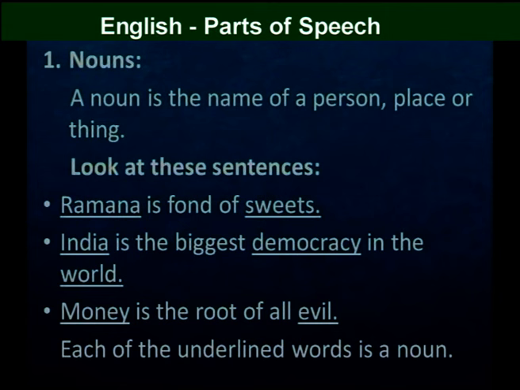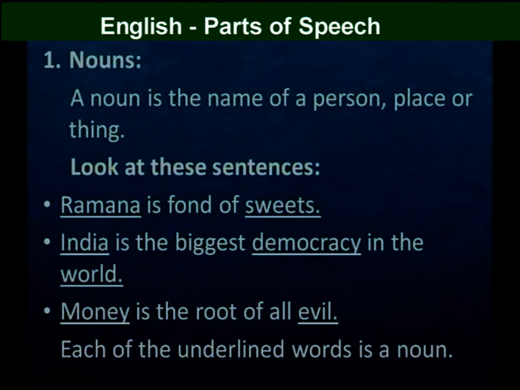So look at these sentences. Ramana is fond of sweets. Who is fond of sweets? Ramana. And he is fond of sweets. India is the biggest democracy in the world. Money is the root of all evil. So the underlined words in each and every sentence are nouns.